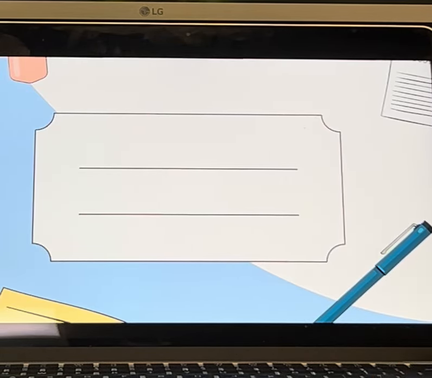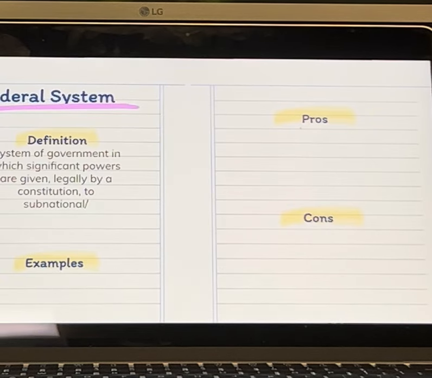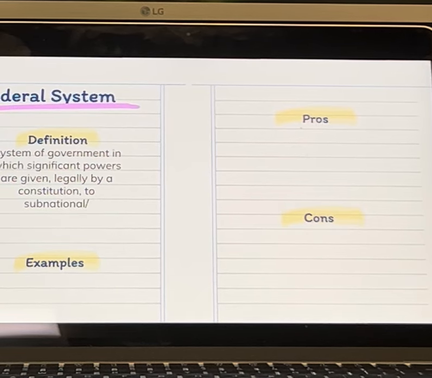Joking. Okay, so Unit 1.7, as the name implies, is about federal and unitary systems, the distinctions, and how it applies to our course countries. So, what is a federal system? It's when significant powers are given legally by a constitution to sub-national governments.